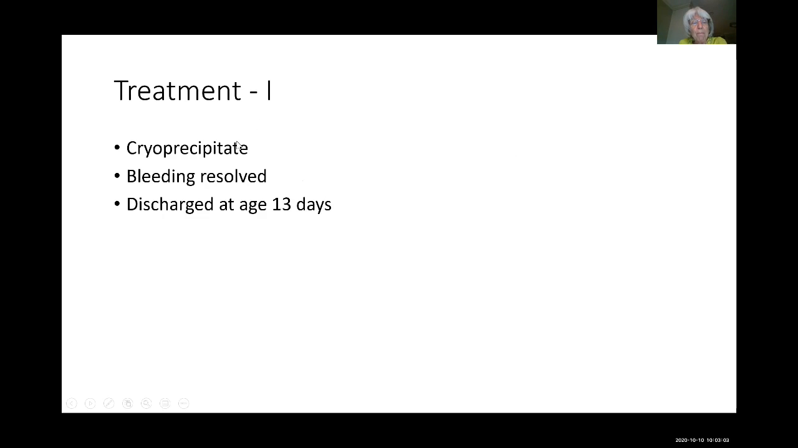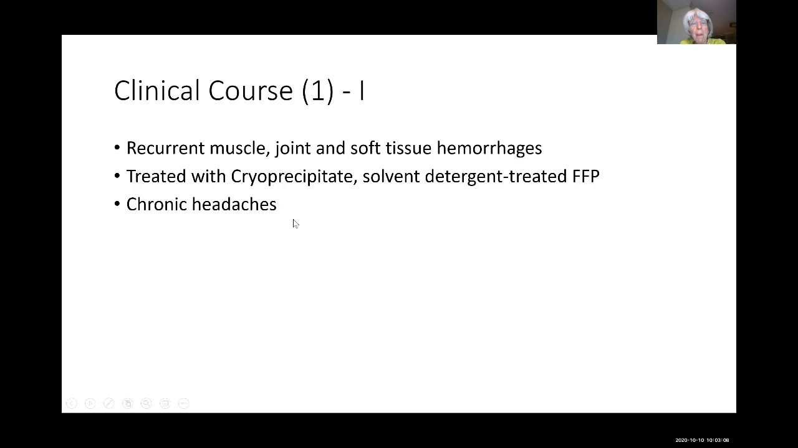So he was treated with cryoprecipitate, and the bleeding resolved, and he was discharged when he was almost 2 weeks old. I saw him during childhood. He came in about every month, and he usually had a muscle, a joint, or a soft tissue bleed, and he would get cryoprecipitate. And there was one period of time when the American Red Cross was making a solvent detergent treated FFP. This was in the era where we were worried about Hep C and HIV in blood, and in individuals who had to get plasma. Although the plasma was tested, because they had to get a lot of units of plasma, the Red Cross tried to destroy any potential virus with a solvent detergent, and he got that.